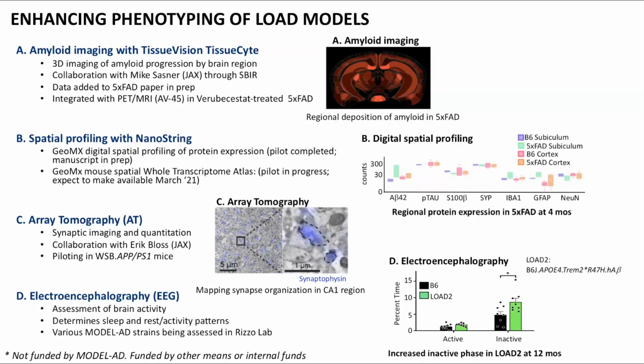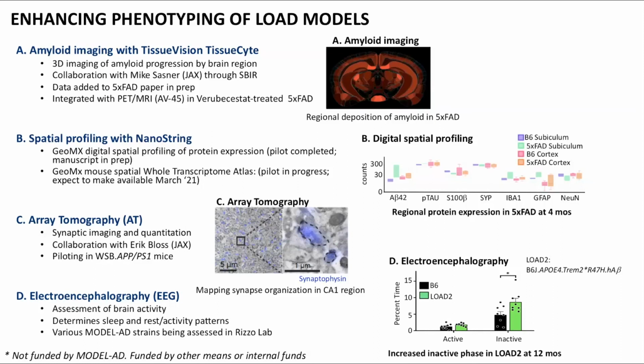And this is important because amyloid doesn't necessarily deposit throughout the brain all at the same time. There are regional differences in humans, and we want to know how similar our mouse models are going to be. Similarly, spatial profiling with NanoString. So this is digital spatial profiling. We can look at different regions such as the subiculum and the cortex and identify across genotypes whether some genes are changing, some proteins are changing, whereas not changing in other regions.